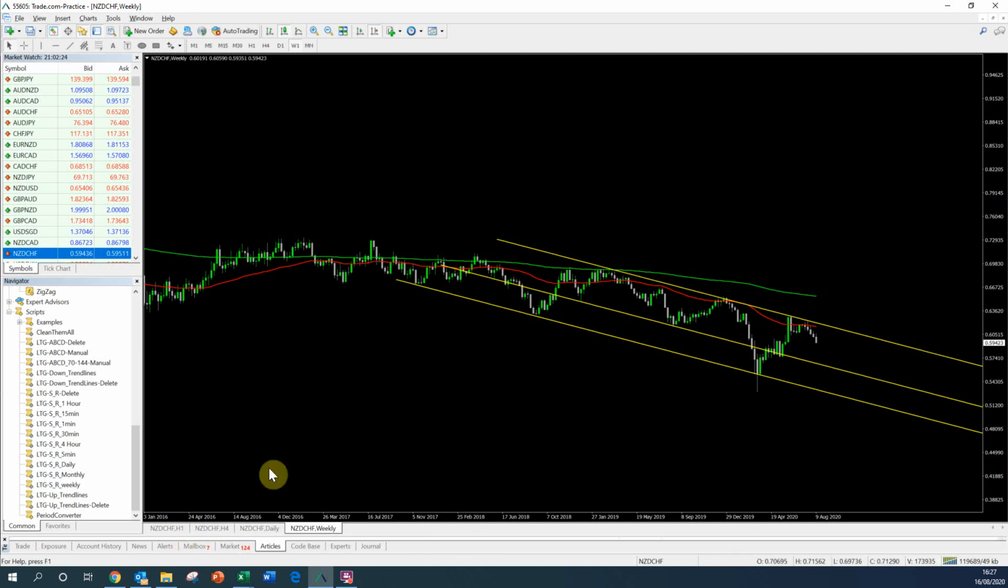So then what we can do now, once we've found our channel, what I like to do is just see if there's any support and resistance in the way. So we can use our London Trading Institute support and resistance tool, and we'll put in our weekly levels.